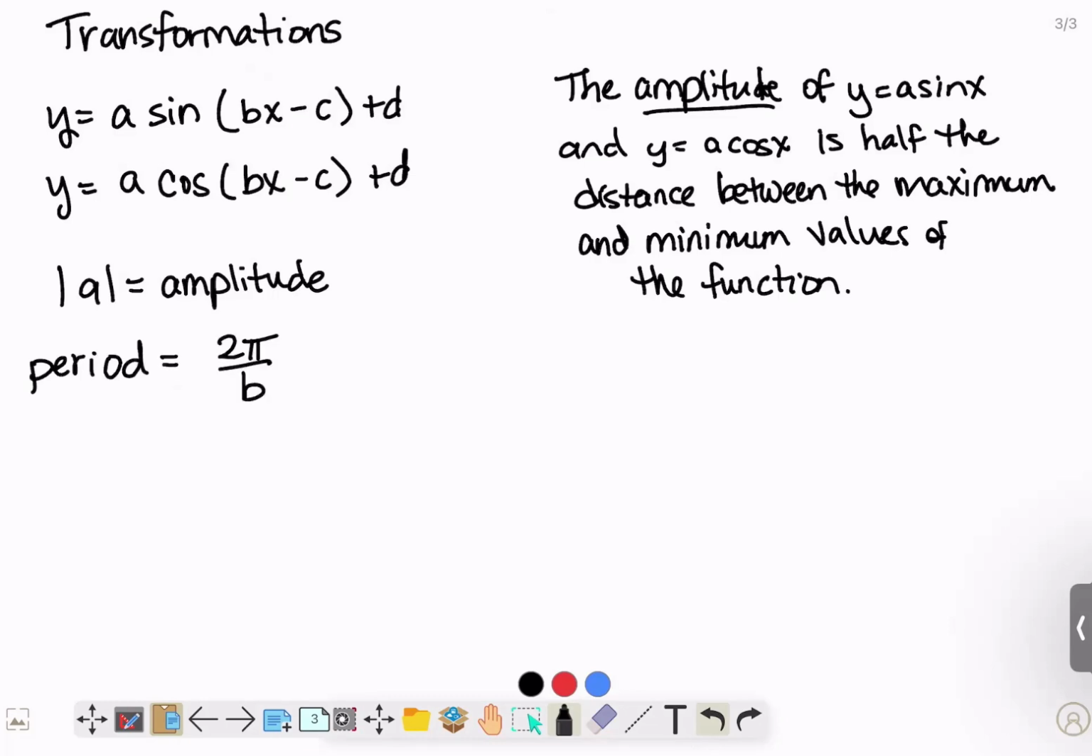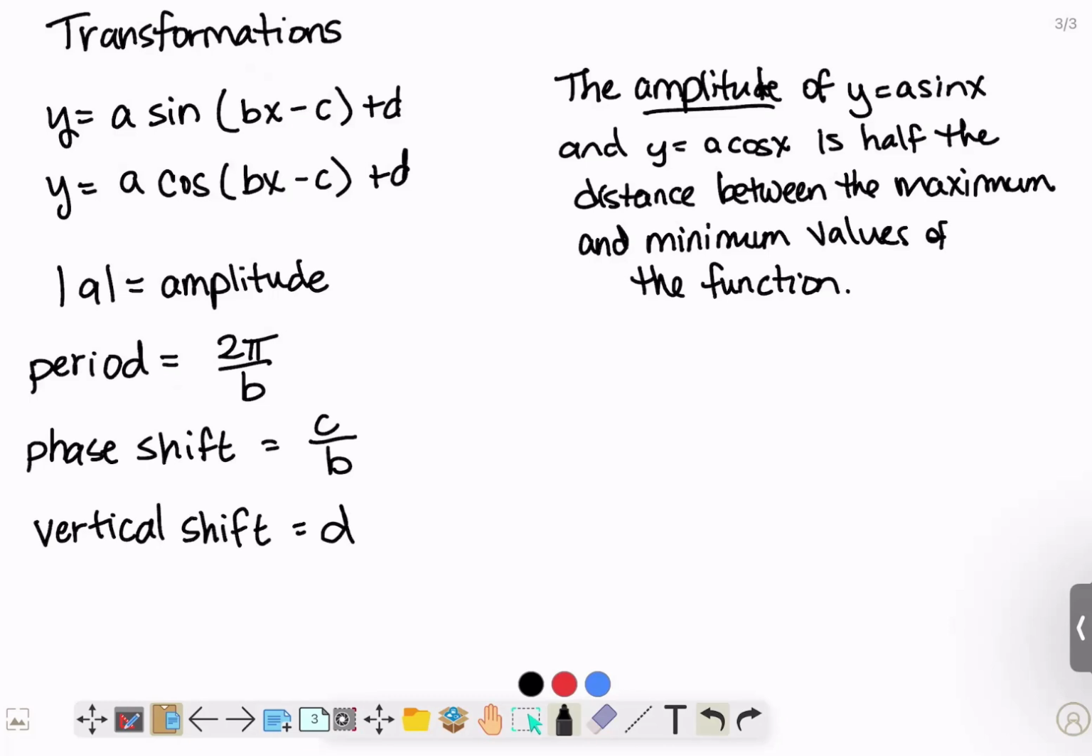Those numbers inside of the parentheses also will shift our graph left or right. So if there is a phase shift, which is just a horizontal shift, it would be given by c divided by b. And that number on the outside would give us a vertical shift. So that d is a vertical shift.